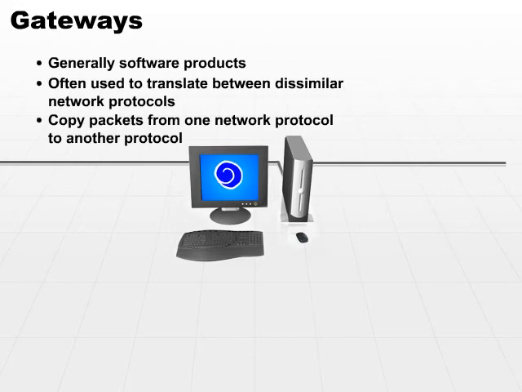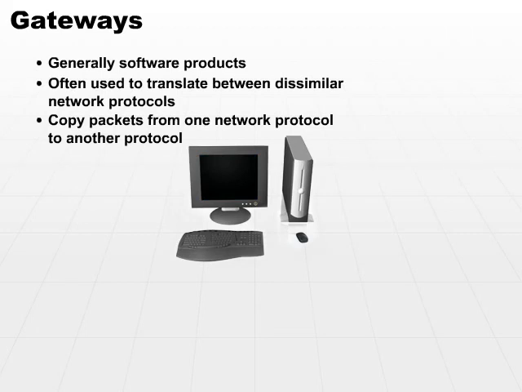So the application gateway is a type of high-level gateway that's very commonly used, again, for the filtering capabilities.